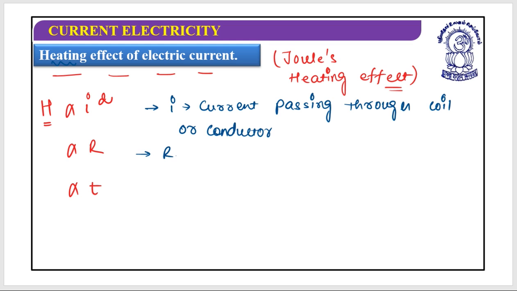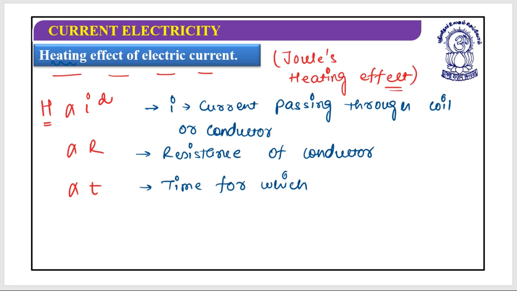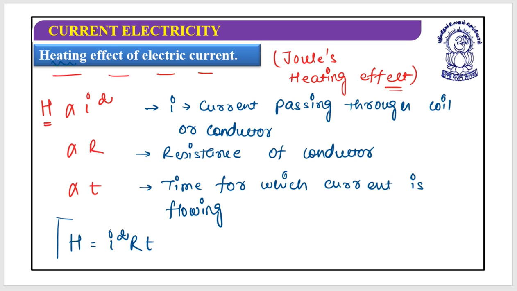R, it is the resistance of conductor, and T, time for which current is flowing. So if I relate these three parameters in one relation, I can write like this: H is equals to I square into R into T. That is the heating effect of electric current.